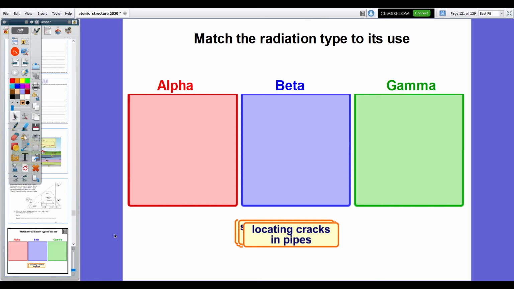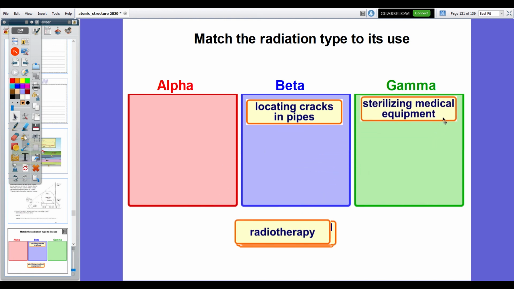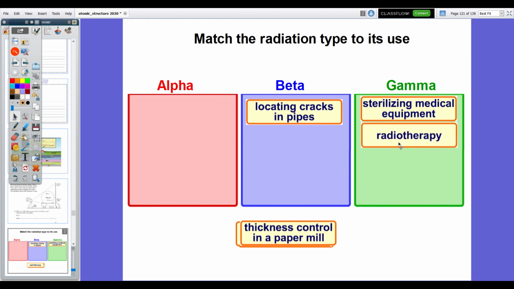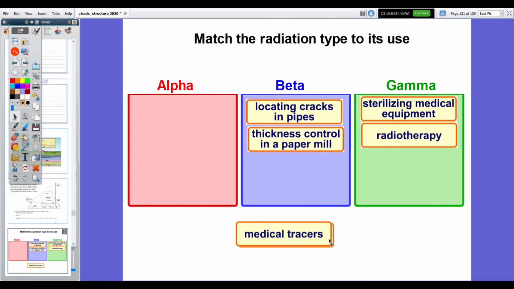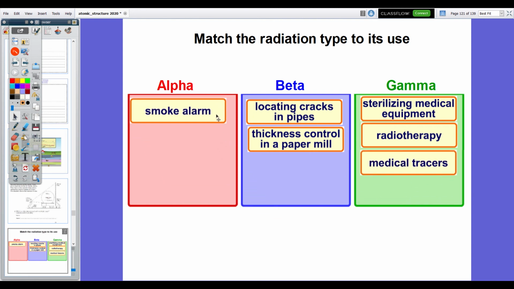Okay, now a little plenary. Match the radiation use: locating cracks in pipes, beta. Sterilizing medical equipment, gamma. Radiotherapy, that's gamma. Thickness control in a paper mill, or it could be an aluminium mill, that would be beta. Medical tracers is gamma. And a smoke alarm, well, that's the classic use of alpha.